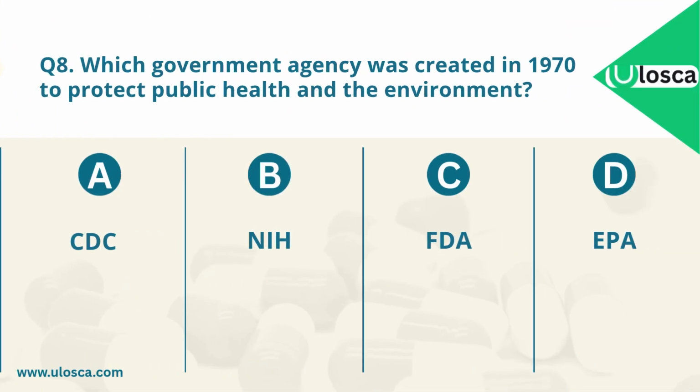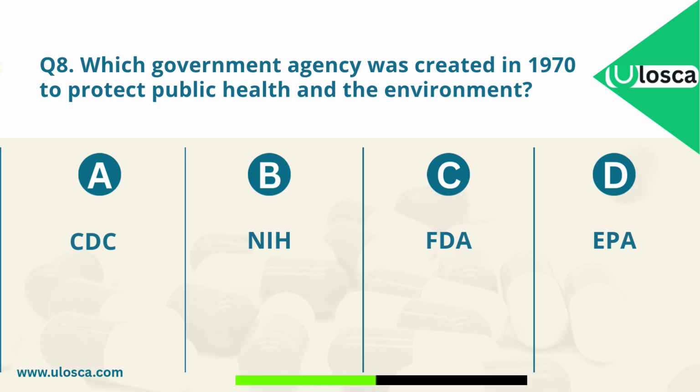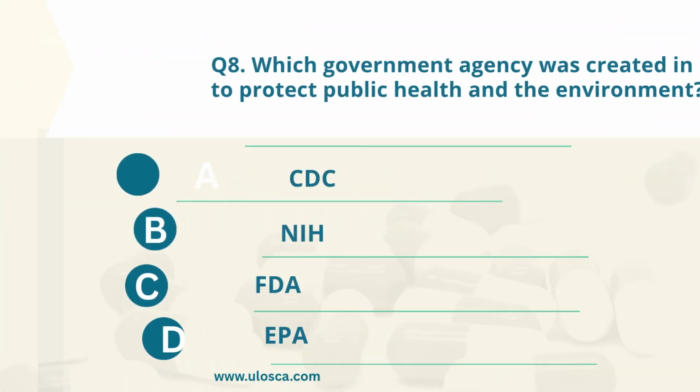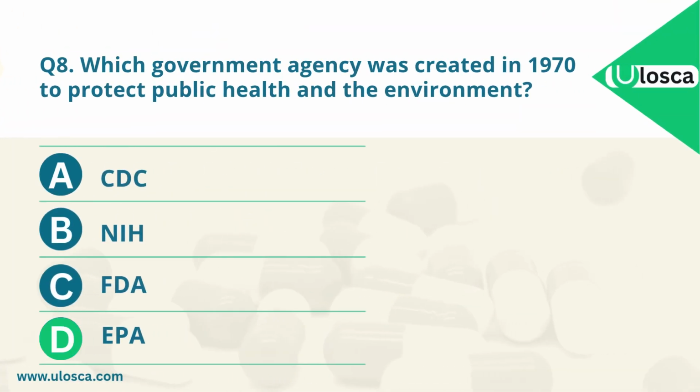Question 8. Which government agency was created in 1970 to protect public health and the environment? A. CDC. B. NIH. C. FDA. D. EPA. Which one is the correct answer? The correct answer is D. EPA.